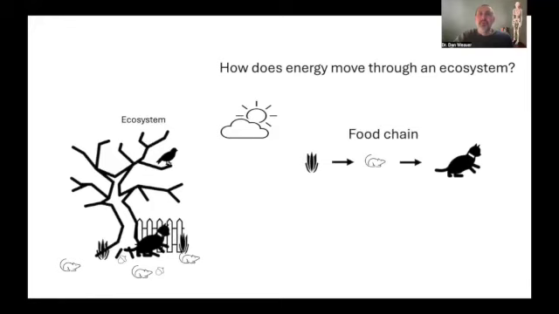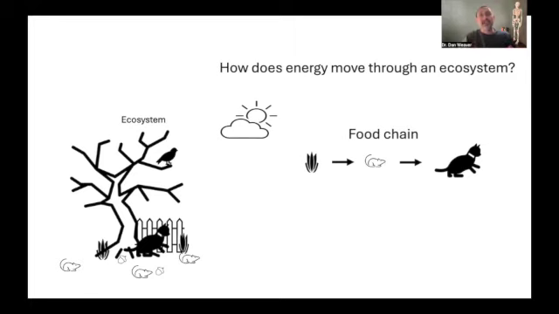How does energy move through an ecosystem? So remember, our ecosystem includes both living and non-living things. Living things require energy. That's one of the characteristics of life. So energy has to be captured somehow. Most of the energy from the earth comes from the sun.